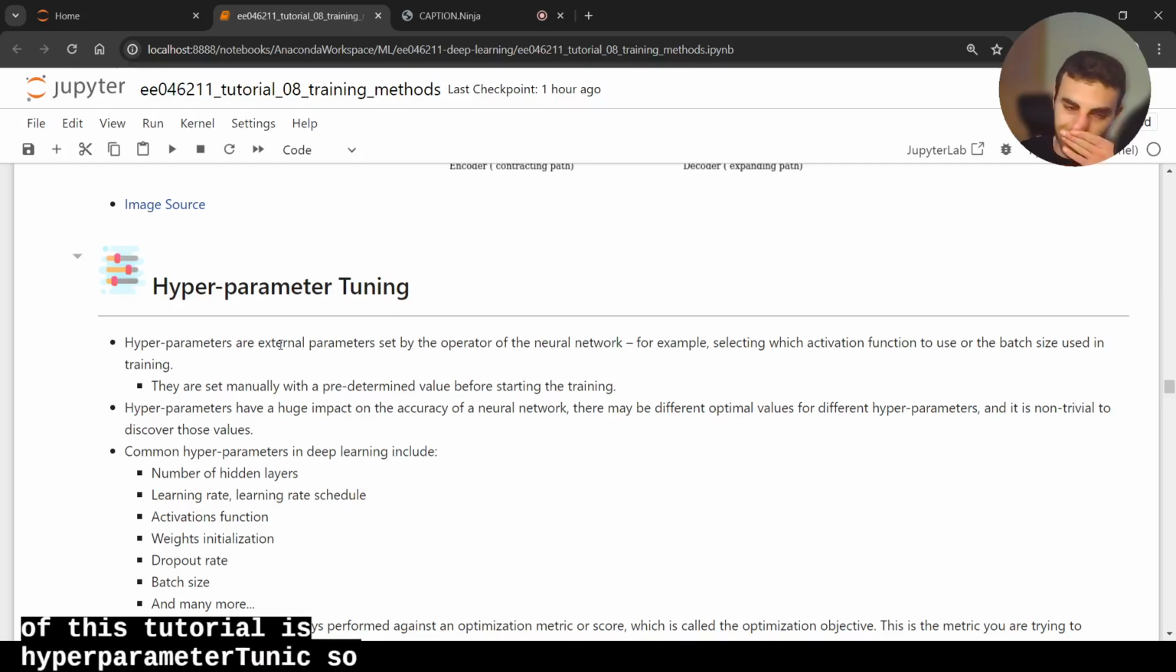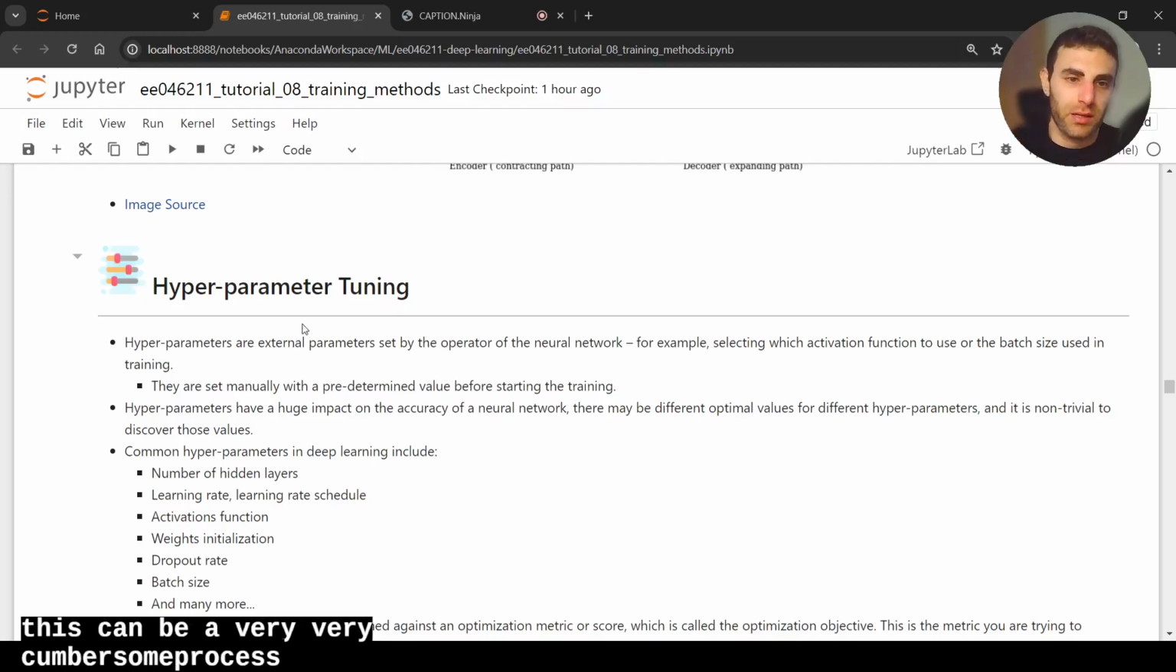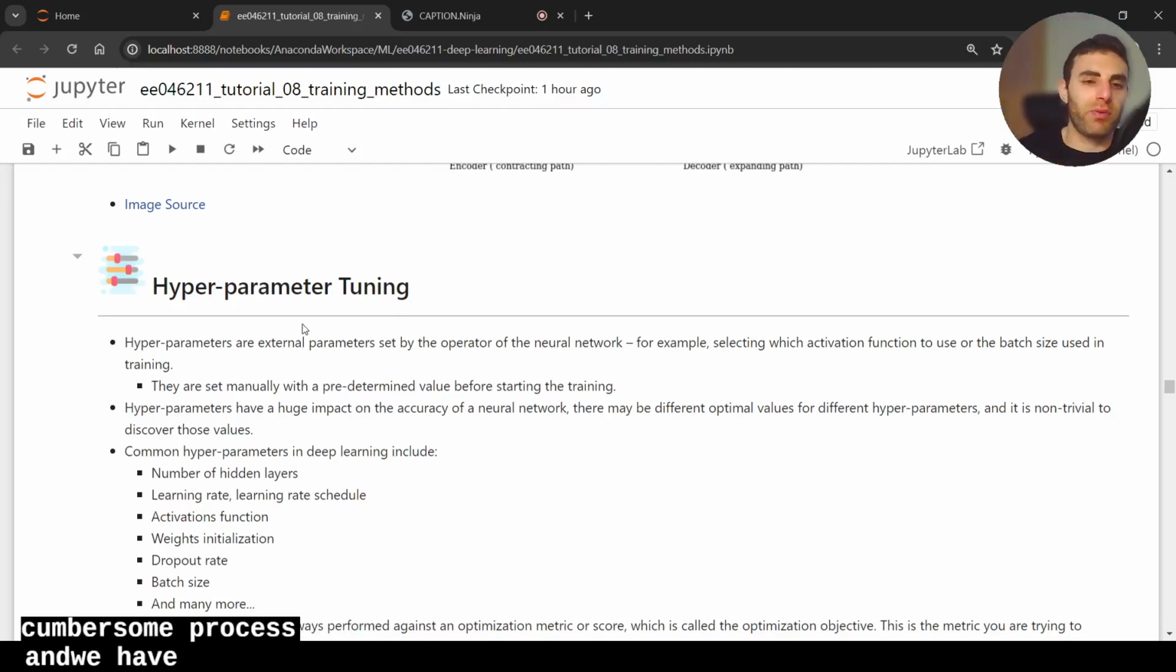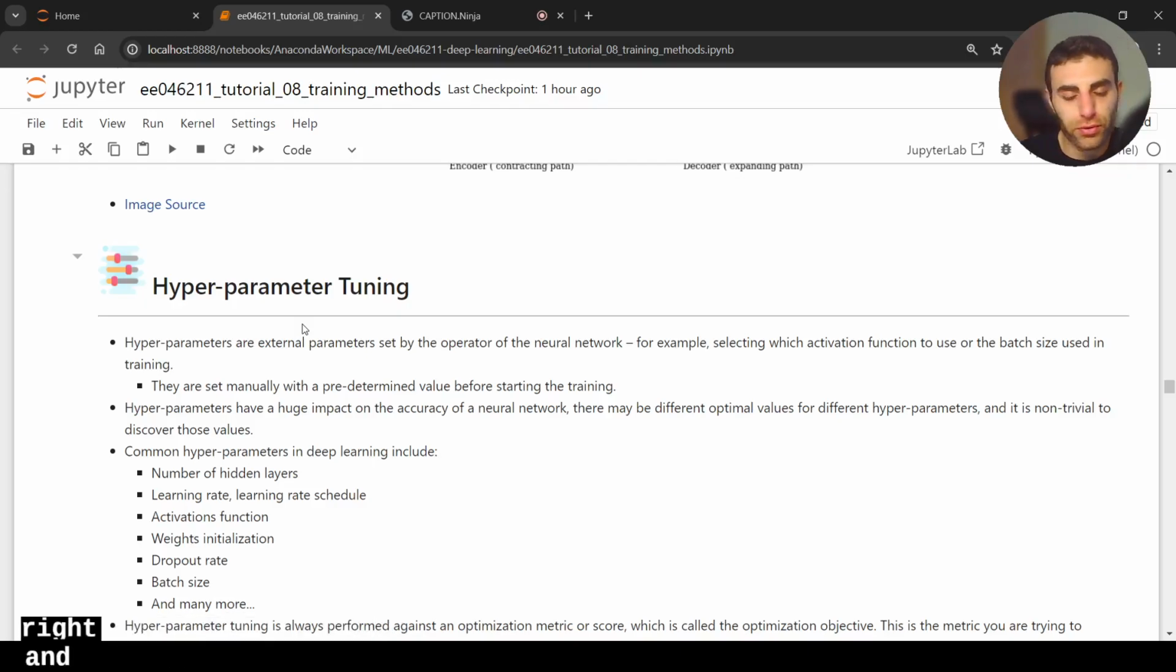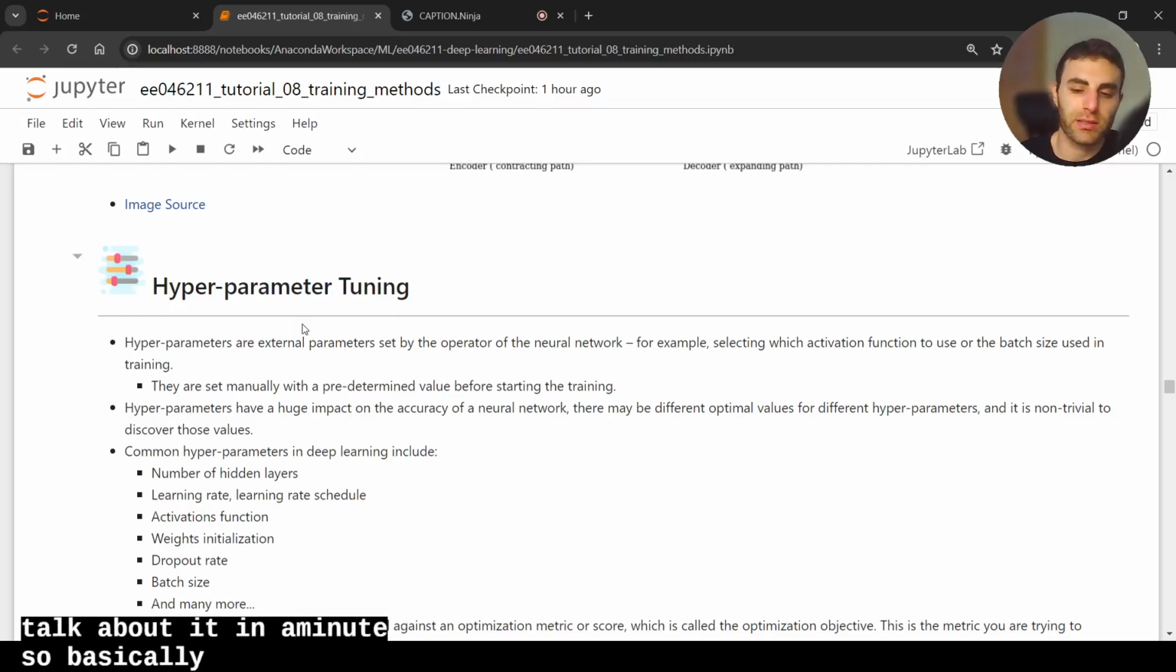Okay, now the final topic of this tutorial is hyperparameter tuning. This can be a very cumbersome process, and we have a lot of hyperparameters, especially when we use more complex architectures. And the question we ask here is, how do we tune them wisely, right? What we usually do is called babysitting. I'll talk about it in a minute. Basically, we just pick some hyperparameters by intuition, see if they work, then change them, and so on.